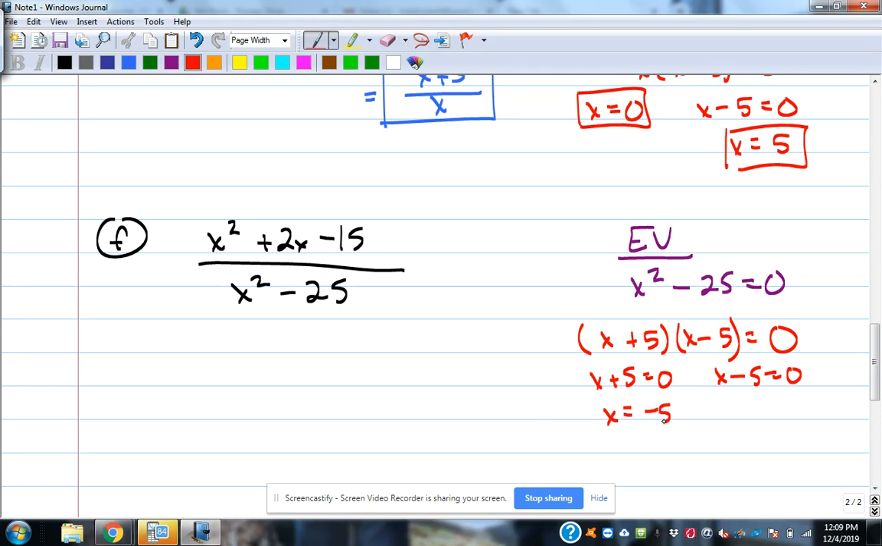Get x equals negative 5, x equals positive 5. You could write that as plus or minus 5 if you wanted to. The same thing.